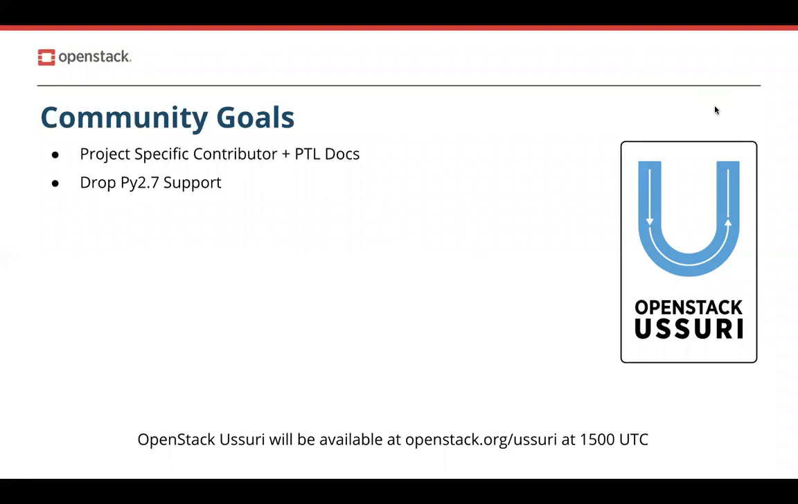Our second community goal, which is probably long overdue, is dropping the Python 2.7 support. As you know, OpenStack has gone full Python 3 with Python 2 going end of life. We had a lot of compatibility layers to make sure that we support both Python 2 and Python 3. And with this goal that was driven by Gansham, we were able to drop all of the cruft and extra code that was there to try and support Python 2, and make it so that the code just works for Python 3, with no workarounds to support both languages.